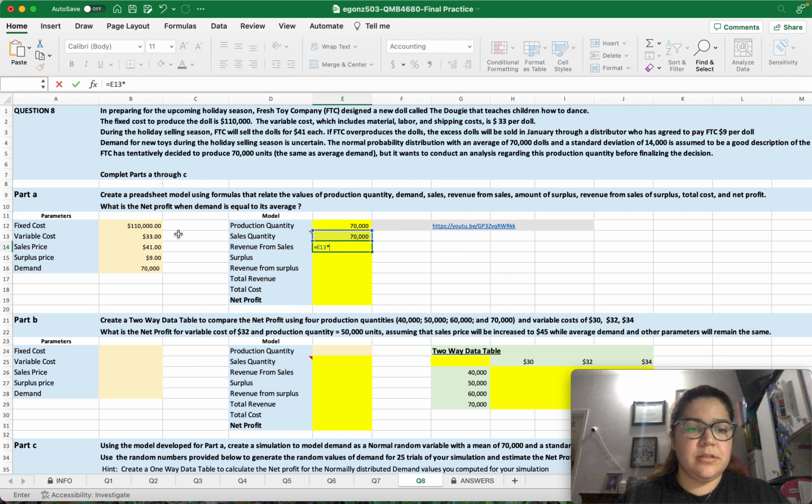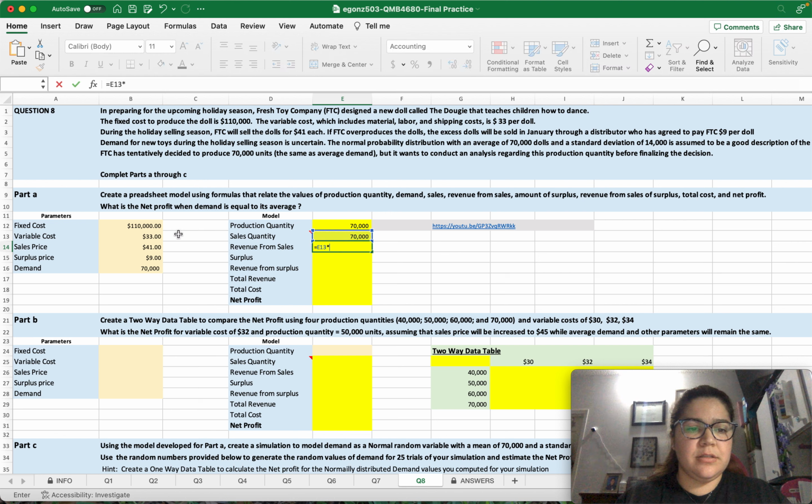Data tables are a little complicated for me. The way I see it is that since these are rows, these represent who? My variable costs. And it all goes back to this model right here. We're not referencing anything here. So row input, like I said, who's my row in this table? My variable costs. And then who's going to be my column right here? My production quantity, right? That's what they say, my production quantity. So I'm going to hit OK.